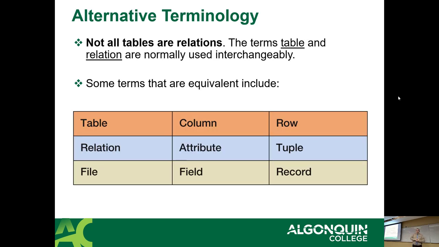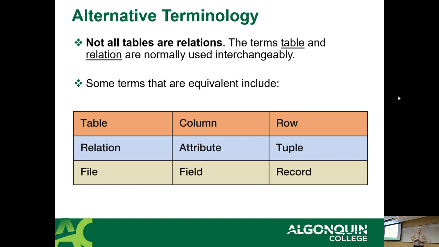Okay, now that I got that out of the way, in the world of databases, it's one of the few pieces of the IT industry where the same thing can have multiple names, and they are all equivalent to each other. A single person will use one word, then somebody else will come around and use another word, but it means the exact same thing. The common ones you'll see are table, column, and row. But you'll also hear relation, attribute, and tuple. And the last one is file, field, and record.